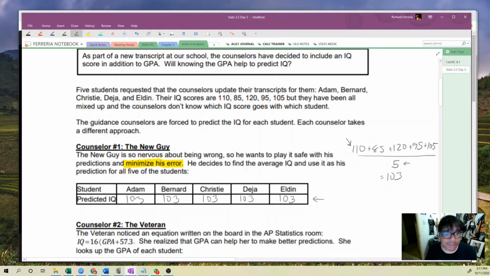And then we just pretend, or we estimate, that everybody's IQ score is 103, which is probably nice for you if you happen to be 85 or 95, but not so nice if you're 120 or 110 or even 105. So for some people it'll work out better. For some people, not so much. Let's look at the veteran.